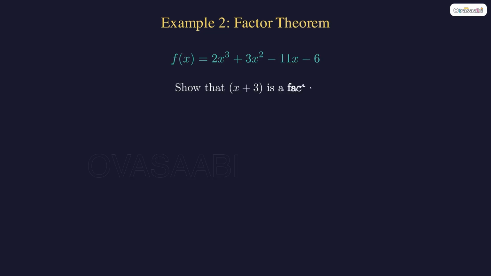Example 2. Show that x plus 3 is a factor of 2x cubed plus 3x squared minus 11x minus 6. Careful! For x plus 3 we substitute negative 3, not positive 3.